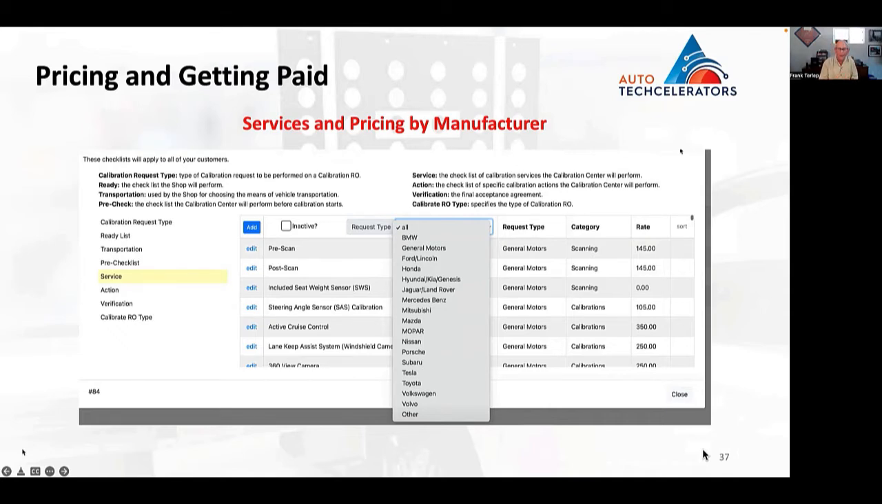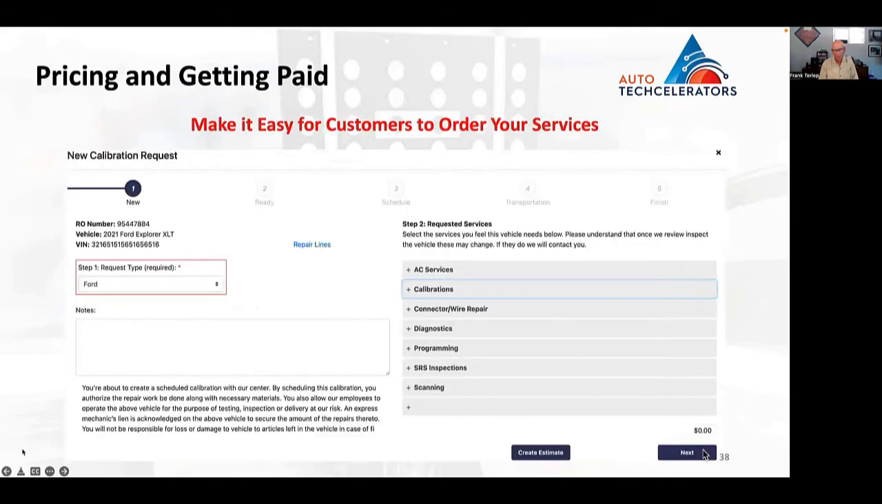Now, the other thing about ADAS services and calibrations, you need to make it easy for your customers to order your services. So one of the things that we've done recently is we now allow a calibrations customer to select the services they need for their business. So here's an example of a customer portal where the customer selected Ford, and now they're presented with all of the calibration provider services. Okay.